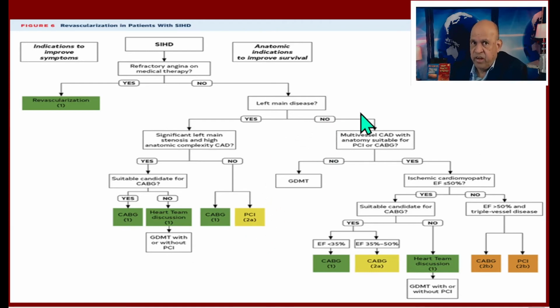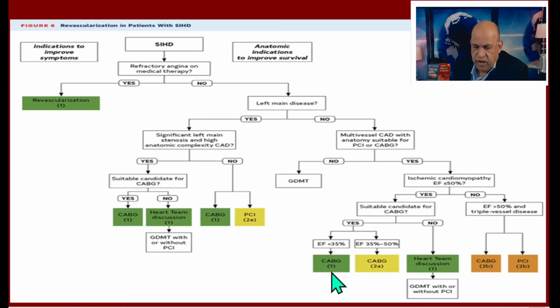Then, if the person doesn't have left main coronary artery disease, they have multivessel CAD, then you look at whether the anatomy is suitable for PCI or CABG. If the anatomy is not suitable, if they have severe triple vessel disease with very poor distal vessels and reduced ejection fraction, it's kind of an end stage heart problem, then you just treat them with medical treatment. Or if the arteries are suitable, then we want to evaluate if they have ischemic cardiomyopathy. If they are suitable for coronary artery bypass surgery, then it depends upon whether the ejection fraction is less than 35% or between 35 to 50%.